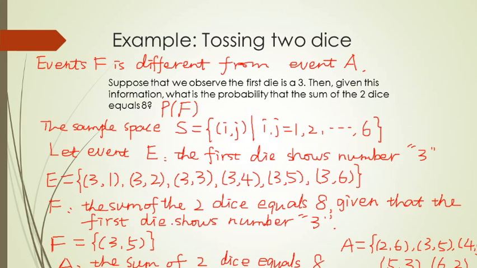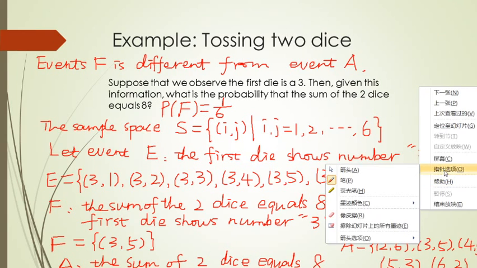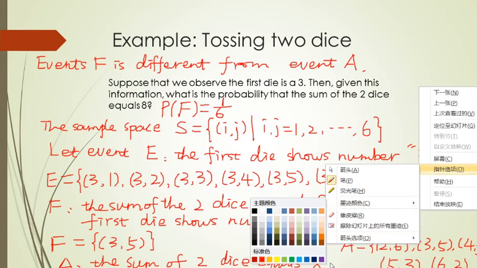So we know that the event E occurs. We have all those 6 outcomes where the first number is 3, and then the second number should be 5. So the probability of event F will be 1 out of 6, right? So the answer is 1 over 6, okay? 1 over 6 is the answer.